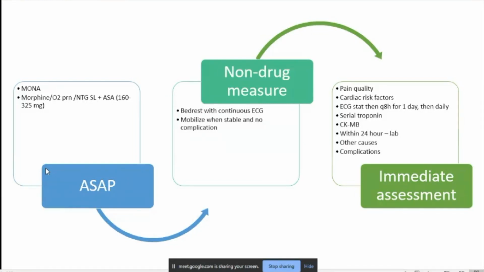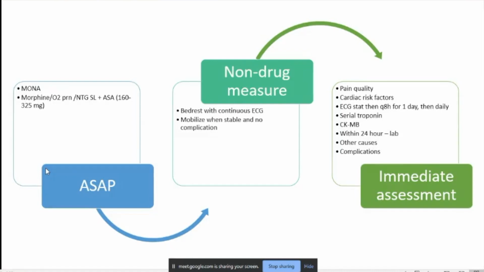So what does MONA stand for? M stands for morphine for the pain. Then oxygen is really important, oxygen as needed. That means if the patient's oxygen saturation is above 90, we really don't have to give oxygen. But if the saturation is very low, then we have to start oxygenation. Then sublingual nitrate: unless the systolic blood pressure is less than 90, we give the sublingual nitrate. Then we give the aspirin along with that.